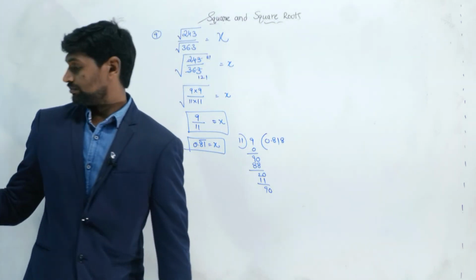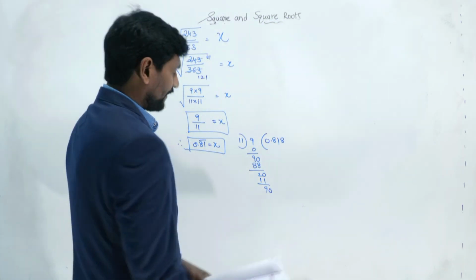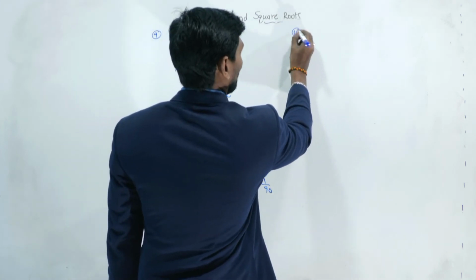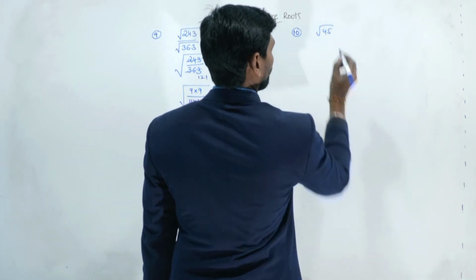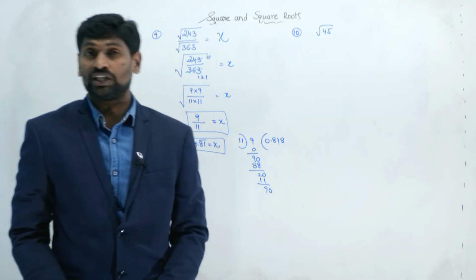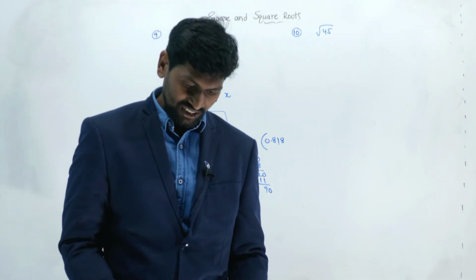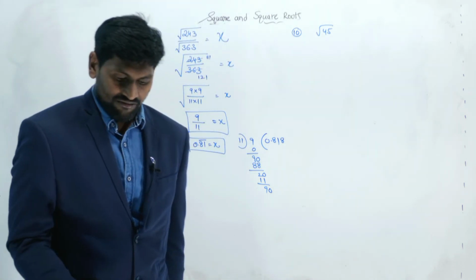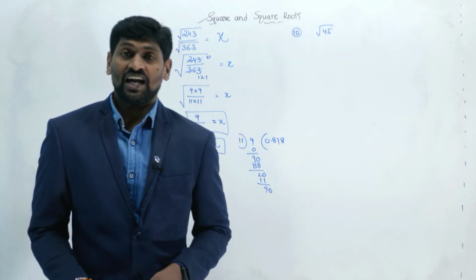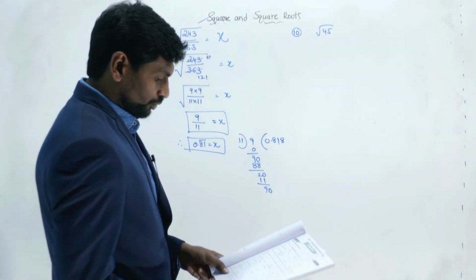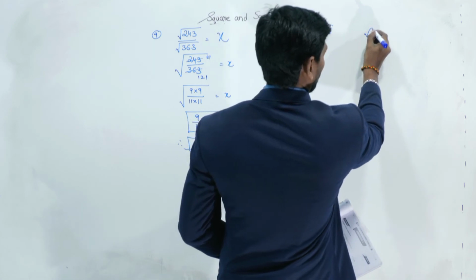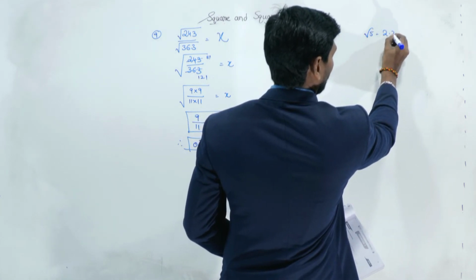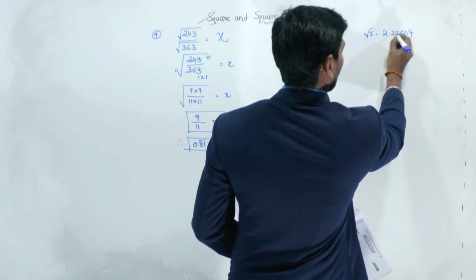That is the 9th problem. So let us go to question number 10. Find the value of square root of 45. We know that 45 is not a square number. That's why we are asking the value up to 3 decimals, and take root 5 as 2.23607.